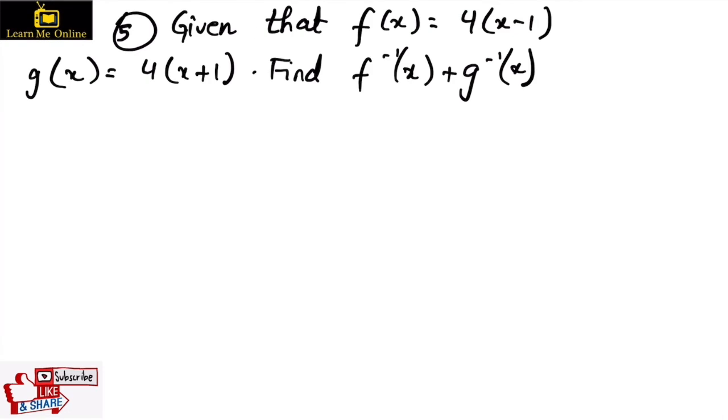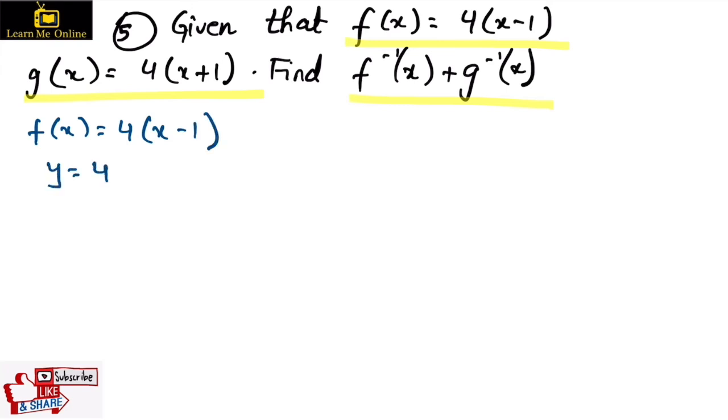Here we have got the last example now. So we have been given what the f of x function is, what the g of x function is. We are finding out the sum of the inverse of them. So the first thing I need to do is to find out the f inverse of function. So I'm going to start with f of x, which is 4x minus 1. The first step is change f of x into the y form. So y equals 4x minus 1.